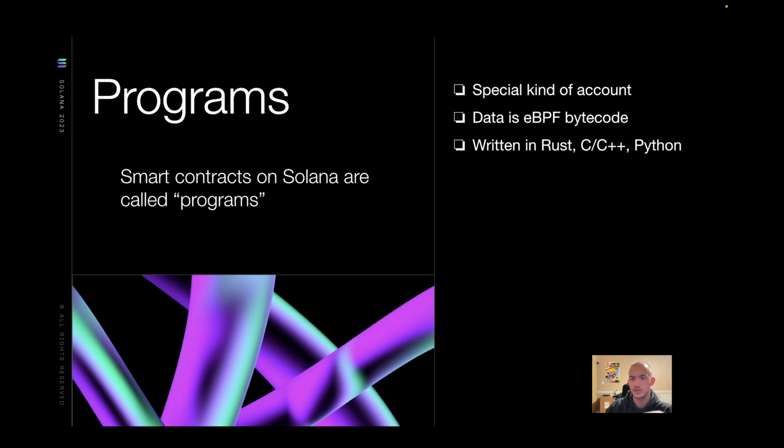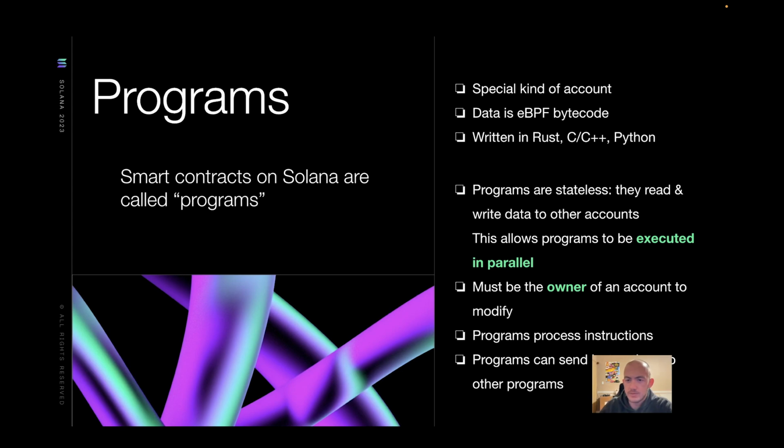We saw what that is, the executable field, a special kind of account that has an executable program within it. And right now you can write programs in Rust, C, C++, or Python, but hopefully soon you'll be able to write programs in other languages too, like TypeScript and Golang and, who knows, maybe even more. So that'll be interesting to see.